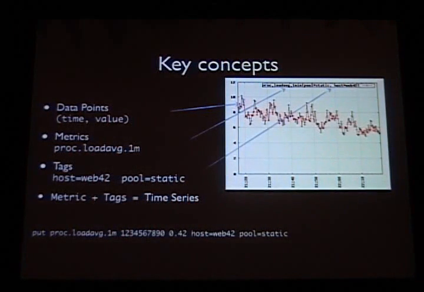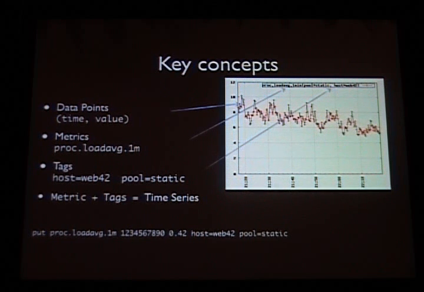So some of the key concepts of OpenTSDB: in OpenTSDB, everything is a data point. What is a data point? A data point is just an observation. A data point is you say, at time t, I observed value v, that's all. It's that simple. Now, if you just have these observations, they don't give you enough information. So we need to know what this observation is about. And that's why a data point has a metric name. So in this example, we're looking at the 1 minute load average of a server. So we know what this data point is about.